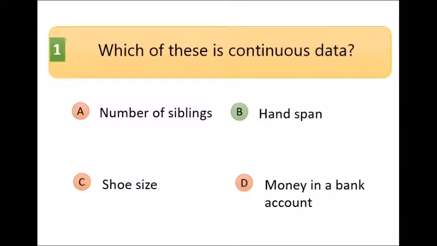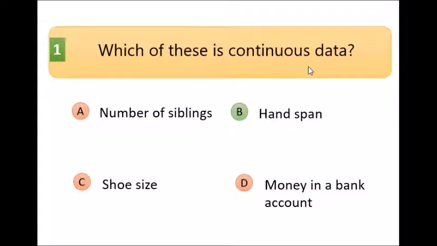So, to go through the answers to these, question 1, which of these is continuous data? It is just handspan. If you thought that money in a bank account was continuous data, then that's understandable because it goes into decimals. However, you can't split the pennies into smaller and smaller amounts. There are breaks, there are discrete amounts. It goes up in pennies, it doesn't go up continuously. Handspan, however, as a length, goes up continuously.